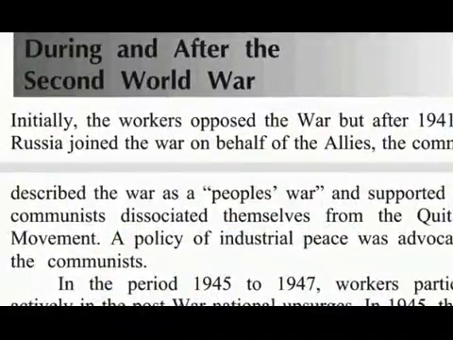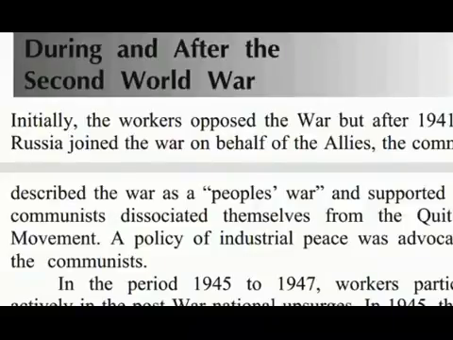During and after the Second World War. Initially, the workers opposed the war, but after 1941 when Russia joined the war on behalf of the Allies, the Communists described the war as a people's war and supported it. The Communists dissociated themselves from the Quit India movement. A policy of industrial peace was advocated by the Communists.